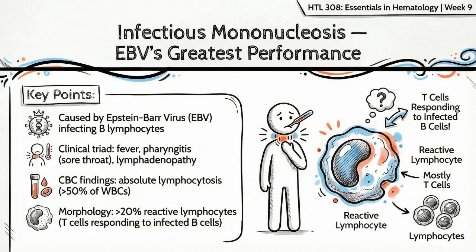The CBC shows leukocytosis, absolute lymphocytosis, and up to 50% or more reactive lymphocytes. Complications include hepatosplenomegaly, which is why you should never give a mono patient a contact sport clearance. Now, let's talk about how we actually diagnose this in the lab.